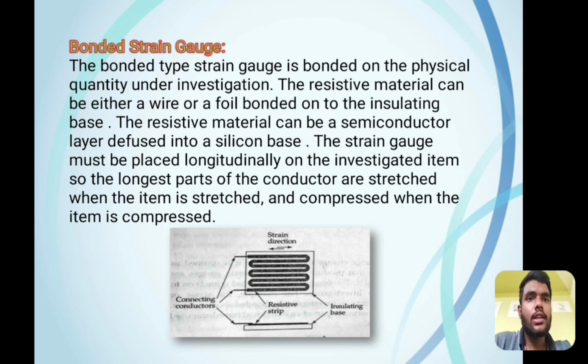And another one is the bonded strain gauge. The bonded type strain gauge is bonded onto the physical quantity under investigation. The resistive material can be either a wire or a foil bonded onto an insulating base. The resistive material can be a semiconductor layer diffused into a silicon base. The strain gauge must be placed longitudinally on the investigated item, so the longest parts of the conductor are stretched when the item is stretched and compressed when the item is compressed.